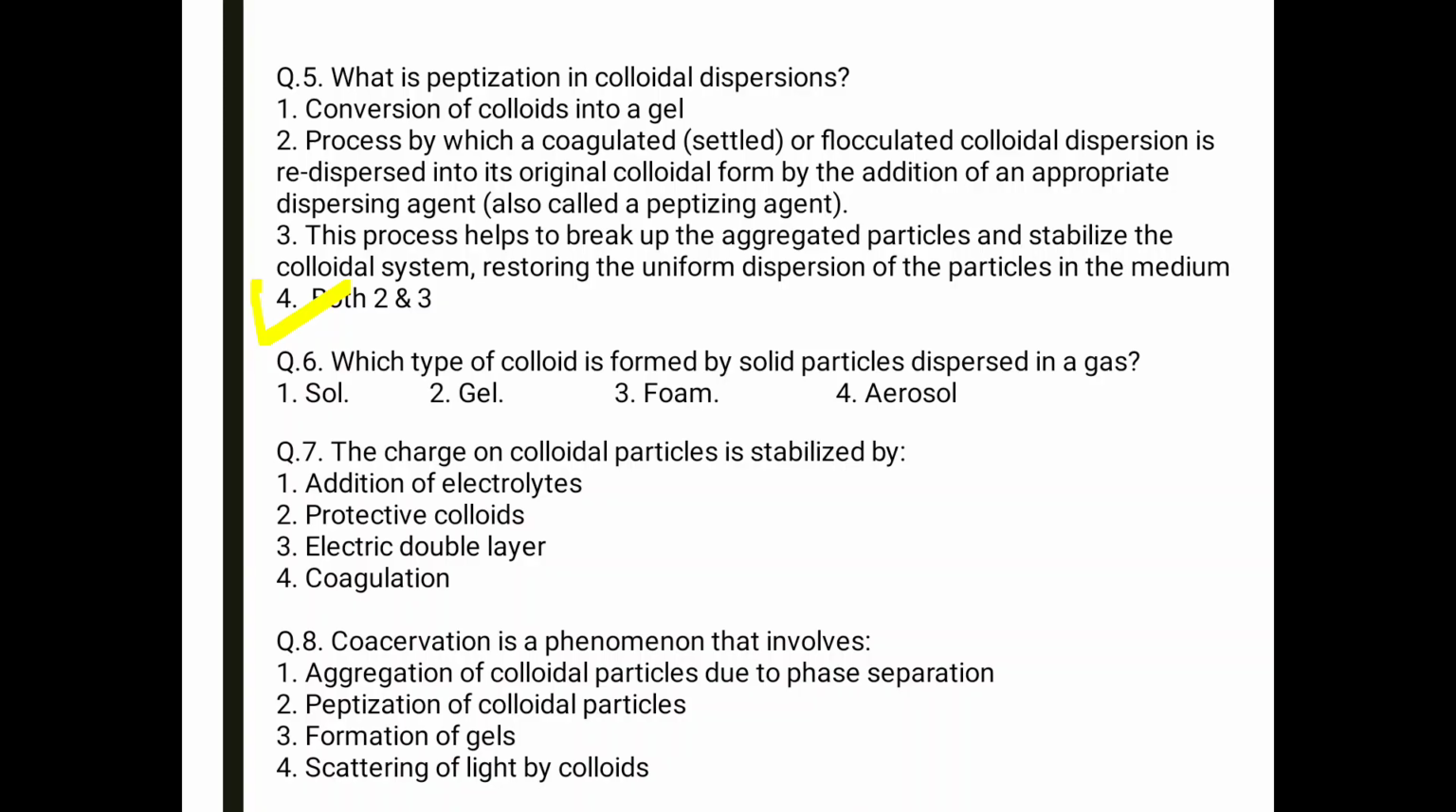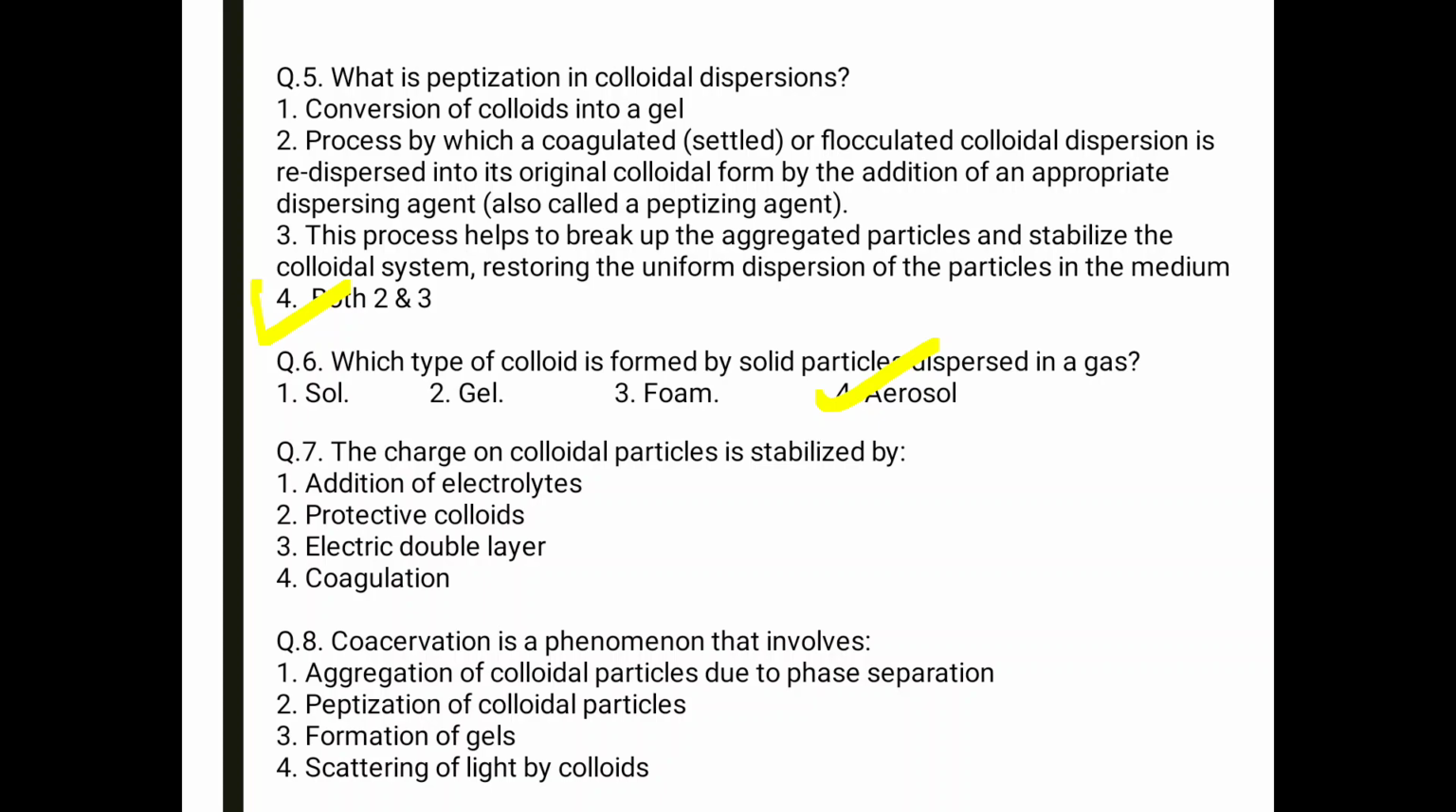Next, question 6. Which type of colloid is formed by solid particles dispersed in a gas? First sol, second gel, third foam, and fourth aerosol. So option 4 is the correct answer. Aerosol is a pressurized dosage form. It contains solid particles dispersed in a gas.